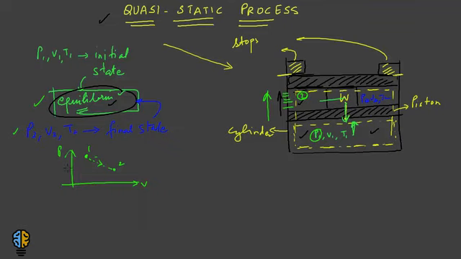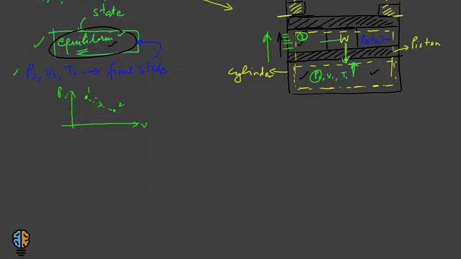Now, what if, let me draw this diagram again. So this is the cylinder that we have. And these are the stops.